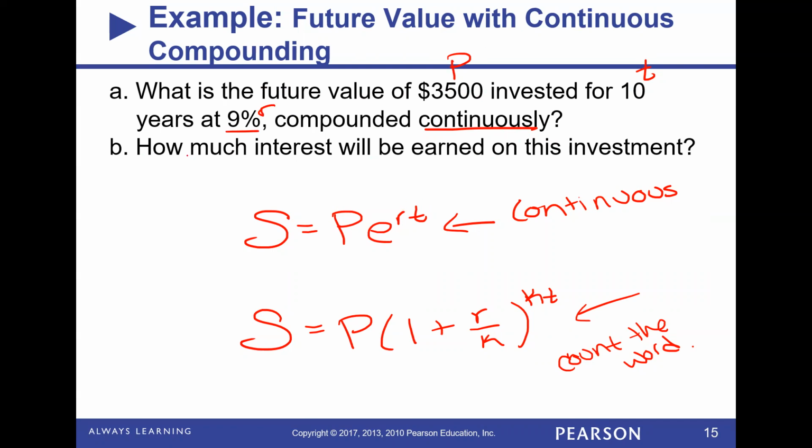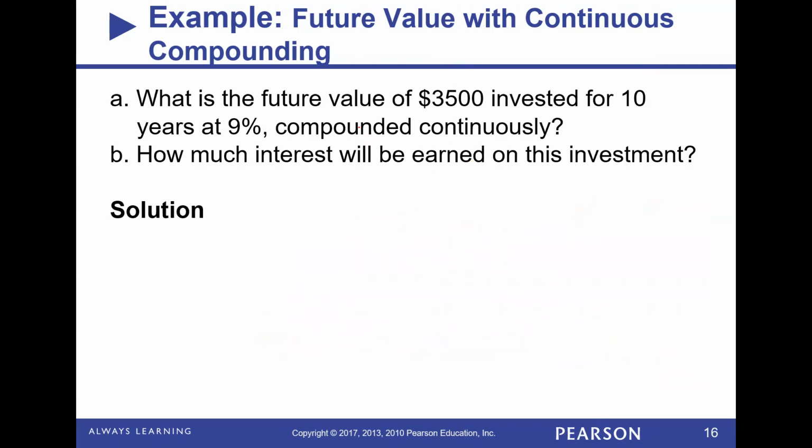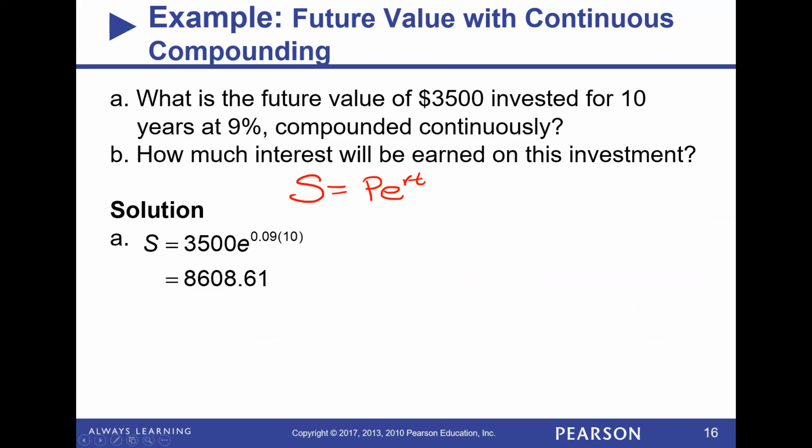Okay. The second question is how much interest will have been earned on the investment, and we'll talk about that one after we get the future value, because we got to know the future value before we can go into it. Okay, so ladies and gentlemen, all we're doing is plugging into that formula. So again, remind yourself, this is going to be S equals P times E to the RT. And we should have ended up with $8,608.61.